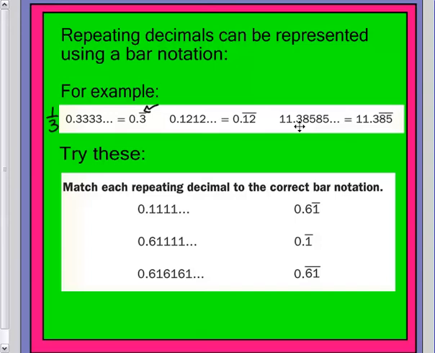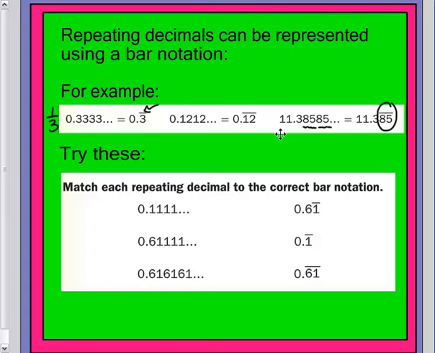Over here we see a 3, 8, 5 and then another 8, 5. So if the 3 is not repeating, we don't worry about it. We put the bar notation over just the 8 and the 5. Okay, so go ahead for a second and match each repeating decimal to the correct bar notation. I want to see this in your notebook. Write these down in this column and these down in this column, and then match them up however you think. Go ahead and pause your video.